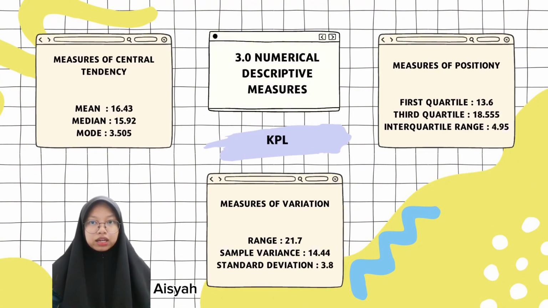Next, for the kPl, measure of central tendency, the mean is 16.43, median 15.92, and the mode 3.505. Measure of position: first quartile 13.6, third quartile 18.555, and the interquartile range 4.95. The measure of variation: range 21.7, sample variance 14.44, and standard deviation 3.8.